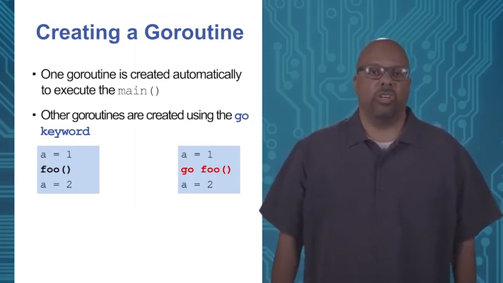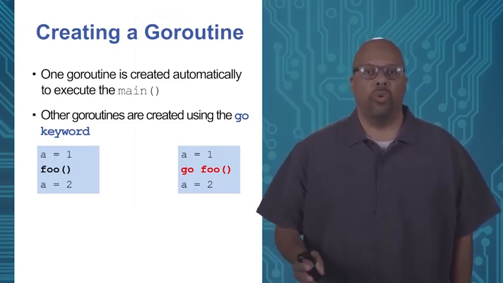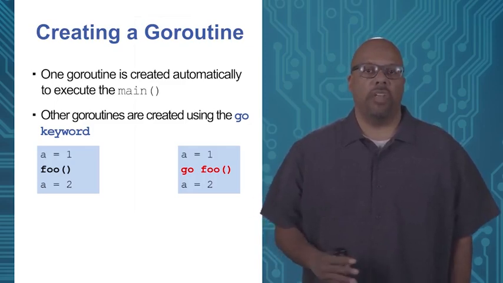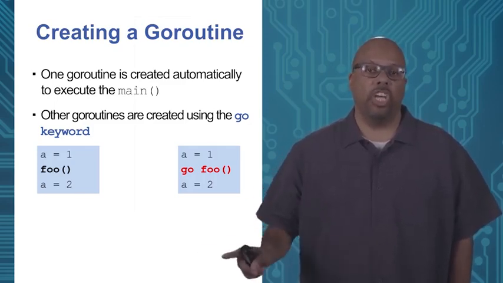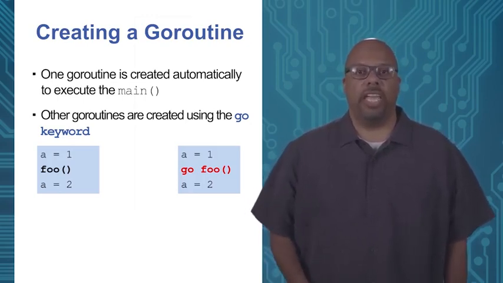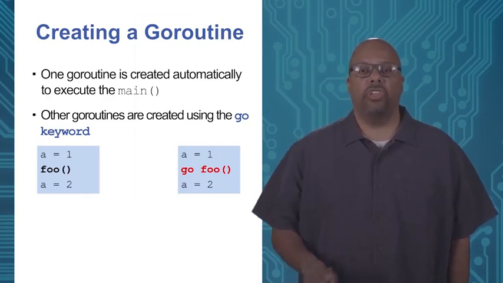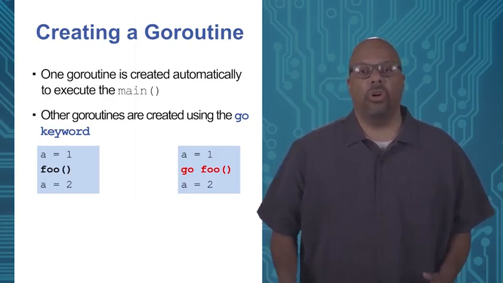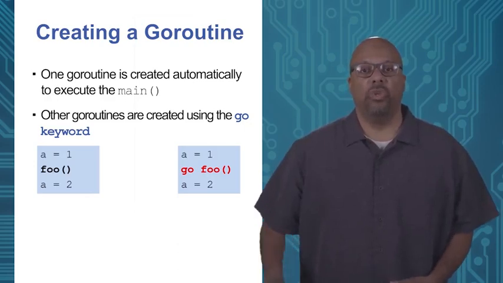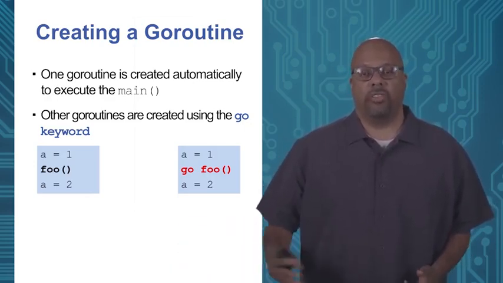Foo is a function call. Now on the right is the version where we actually create a new Go routine just to execute that function foo. You can see on the right, a equals 1 is executed in the main Go routine. Then we say go foo, which creates a new Go routine that will execute the code in foo. And then we say a equals 2, which is again still in the main Go routine. So after you call go foo, there are now two Go routines: the main Go routine and the newly created one.